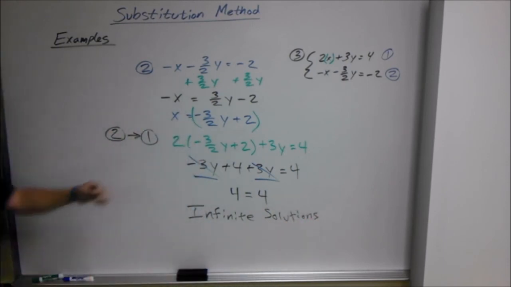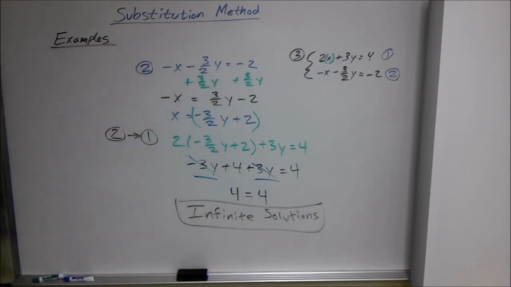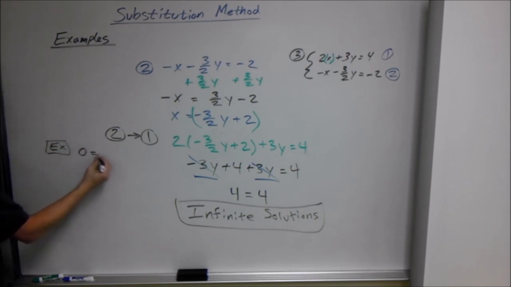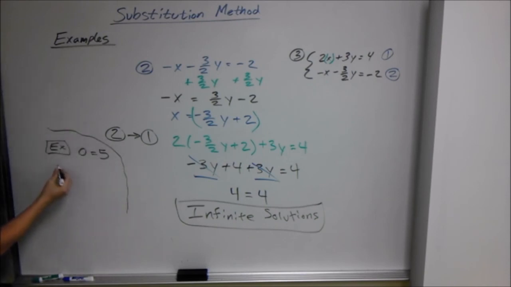Whenever you get a number equaling itself when you're doing something like this, that's infinite solutions. If you get, say, 0 equals some number like 5 when you're doing substitution or elimination, that's no solution, because 0 never equals 5.